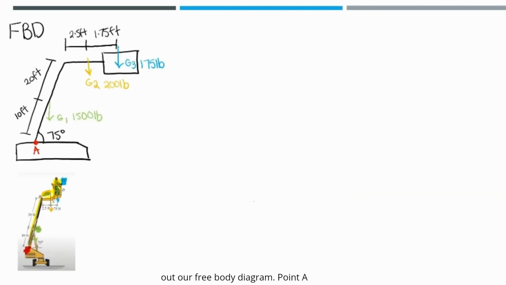Now let's draw out our free body diagram. Point A is at the base of the arm. The boom is 30 feet long, inclined at 75 degrees. The center of gravity for the boom is located 2.5 feet from the pivot at A. The bucket's center of gravity is located 1.75 feet beyond G1. The diagram shows all forces and its dimensions. Now to calculate the individual moments. Remember, moments can be found by multiplying the perpendicular distance by the force, which is the magnitude of the loads.